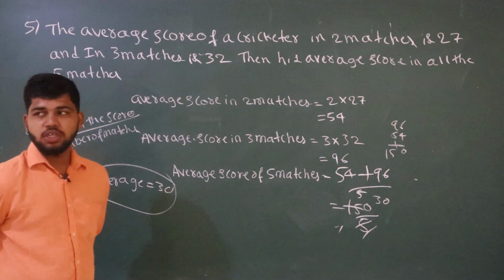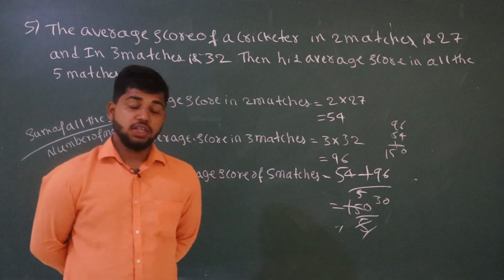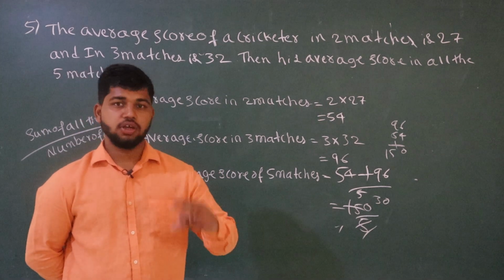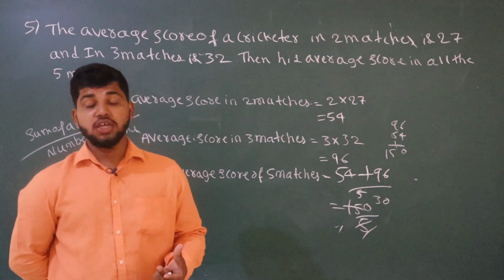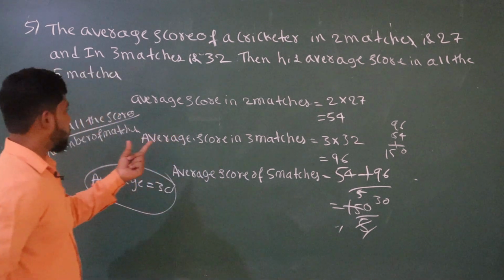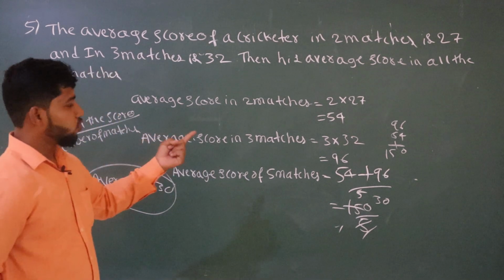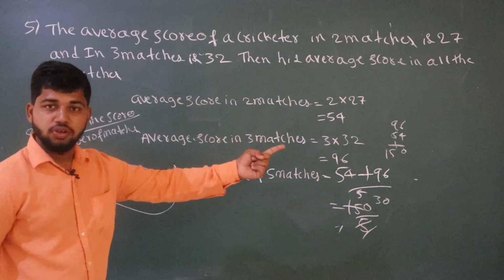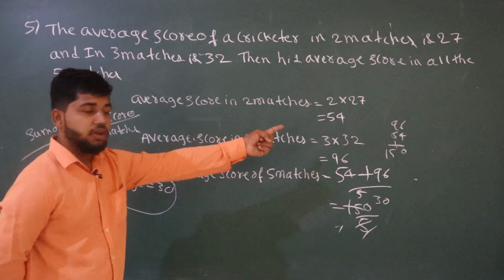What is the average score of these 5 matches? They have given the 2 matches average and the 3 matches average. Now we are going to find the 5 matches average. Looking at the problem, the average score of 2 matches is 27. If you multiply 2 into 27, you will get 54.